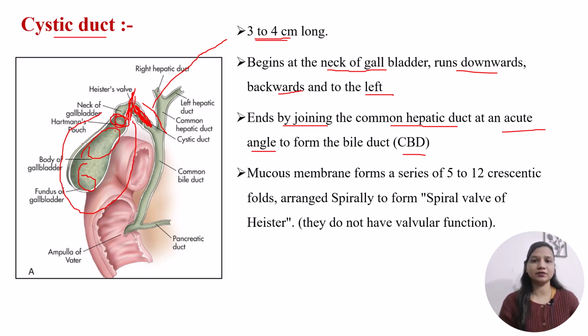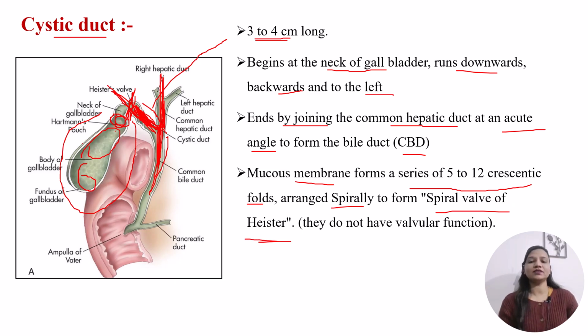We have already discussed in the previous lecture that the cystic duct joins at an acute angle to the common hepatic duct, and they both fuse to form the common bile duct. So this is the common bile duct. The mucous membrane forms a series of 5 to 12 concentric folds which are arranged spirally to form the spiral valve of Heister.